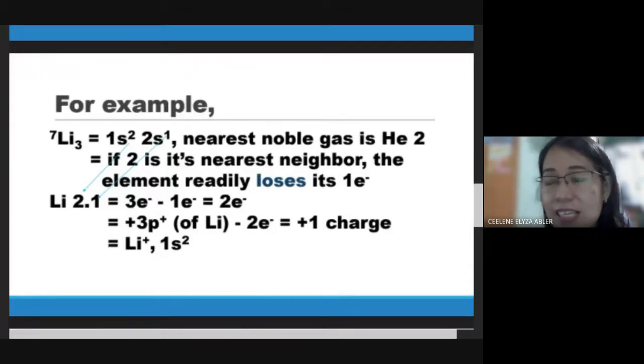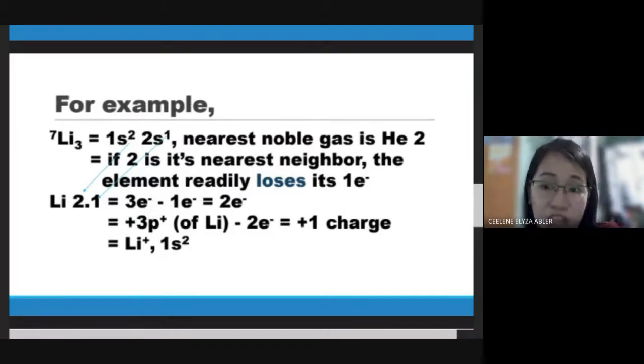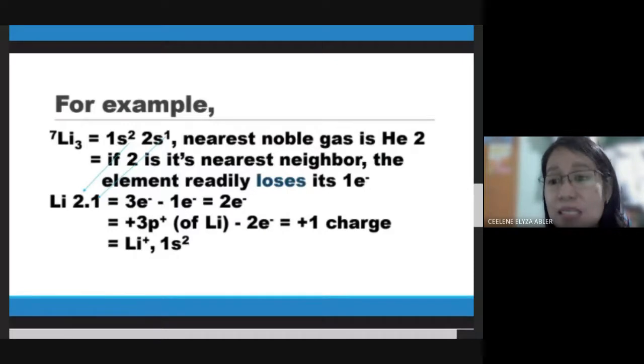Ito yung mangyayari sa inyong biological reactions, which is on photosynthesis and cellular respiration during electron transport chain. Ito yung principle that they follow, especially the electron carriers natin, which is your NADPH, NADH, you have your FADH2. Ito yung principle nila. Binibigay nila yung electron because they are more likely to lose it than to hold on to it. Okay? So, yun ang nangyayari sa kanila.